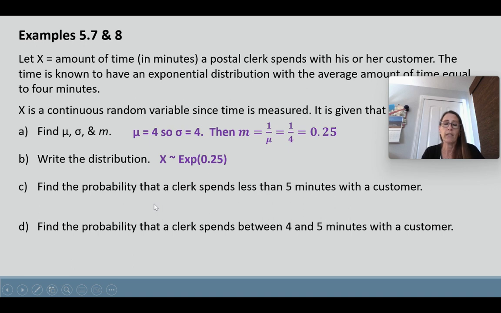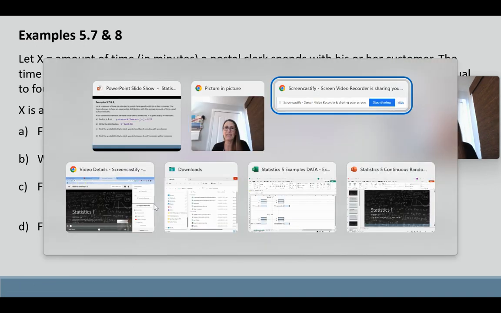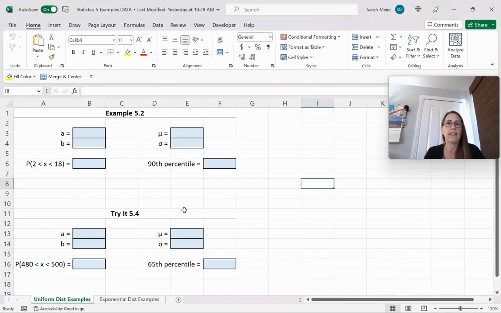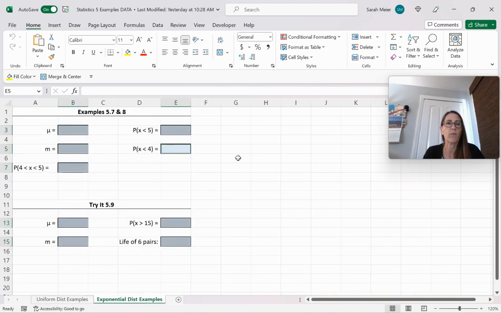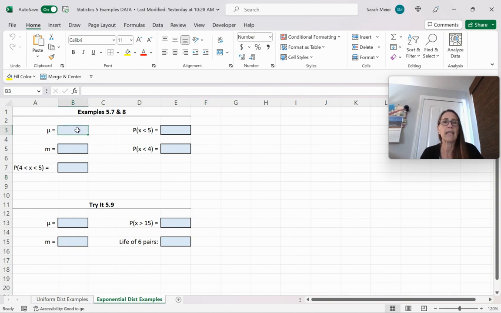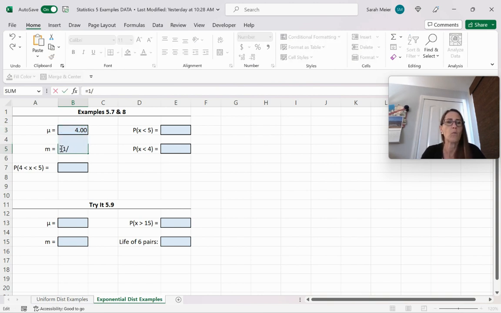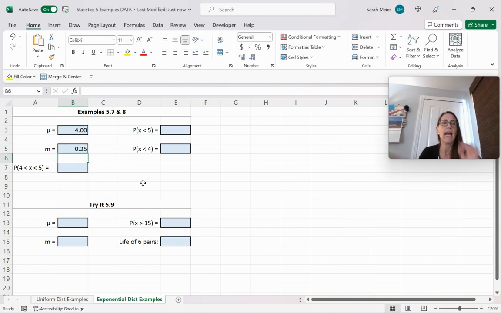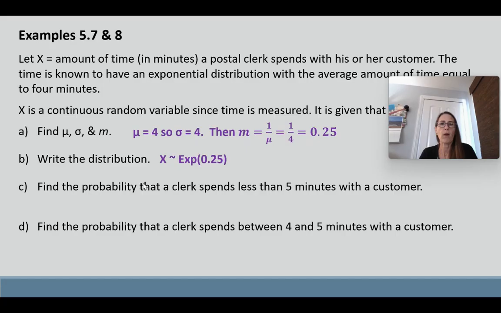And now when we're doing our probabilities, I have an Excel spreadsheet. Let's see if I can find it amongst all my things. Those are for the uniform, but here we have our examples for our exponential distributions. You can type in your mu, and you can find your m. You can say 1 divided by mu, but I didn't do an equation, so it didn't let me do that. So I can either do equals 1 divided by 4, or I could just type 0.25. And now we're going to look at these different probabilities.